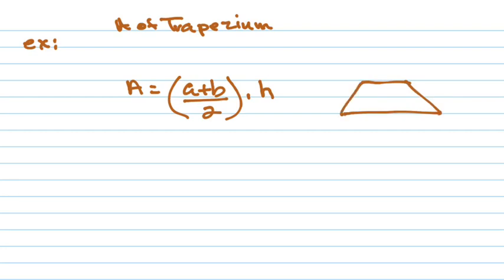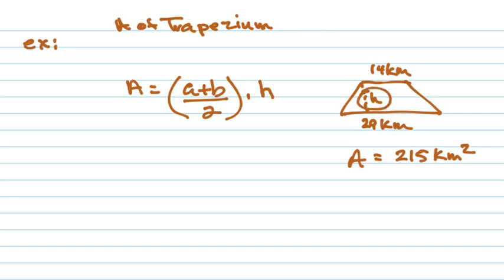Now, they gave us a picture of a trapezium, and they said that the top of it was 14 kilometers. It's a big trapezium. The bottom of it is 29 kilometers. They gave us a place where height was measured, but they did not give us a value. But they did tell us that the area of this trapezium was 215 kilometers squared. Right? So I have one unknown. Well, that's just a simple equation.